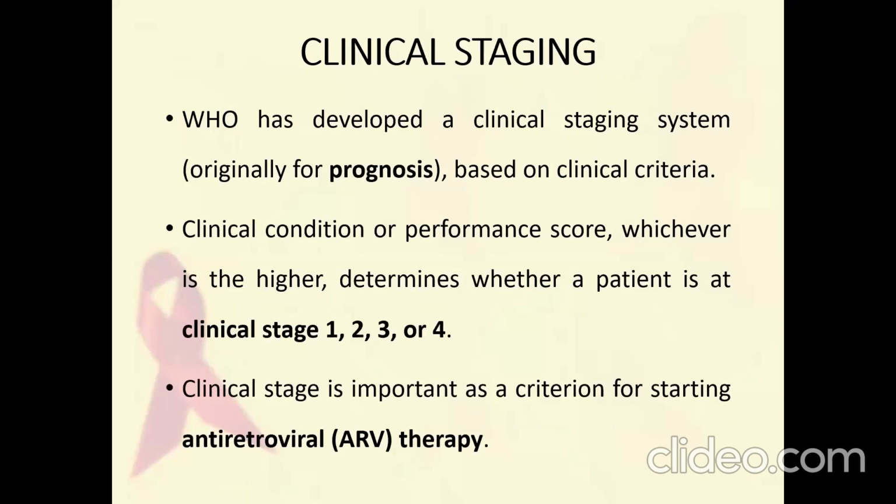Then next is clinical staging. WHO has developed a clinical staging system originally for prognosis, which is based on clinical criteria. The clinical condition or performance score, whichever is higher, determines whether the patient is at clinical stage 1, 2, 3 or 4. And this clinical stage is important as a criterion for starting antiretroviral therapy. So we can determine whether the patient is clinical stage 1, 2, 3 or 4, and depending on this, we can start antiretroviral therapy.